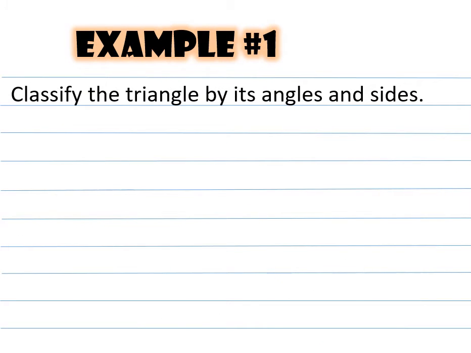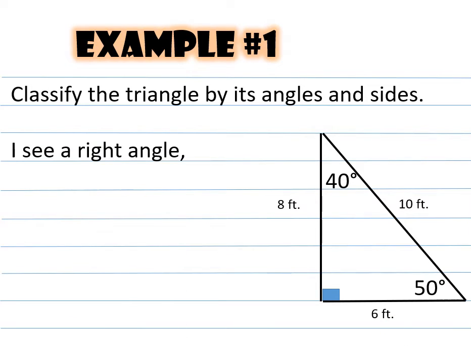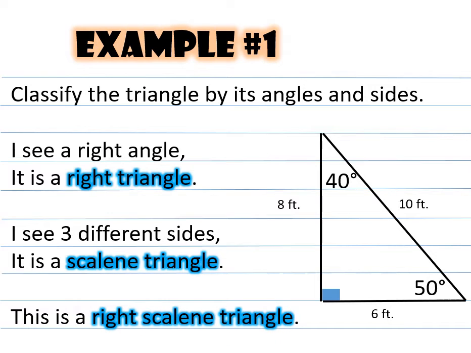Example number 1, classify the triangle by its angles and sides. 40 degrees, 50 degrees, and 90 degrees. One side is 8 foot, 10 foot, and 6 foot. I see a right angle, so that means that it's a right triangle. I also see 3 different side lengths, 6 feet, 8 feet, 10 feet. So that means that it's a scalene triangle. The answer for this is a right scalene triangle.